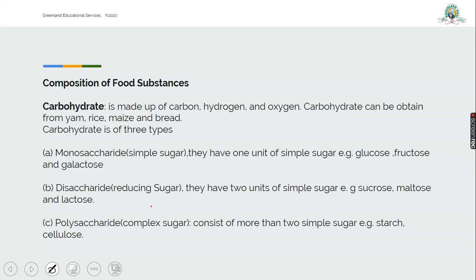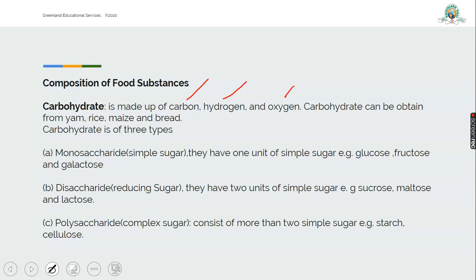Now, those classes of food we mentioned earlier, I want to look at the composition, that is, what they consist of, what they are made of. Carbohydrate is one of the essential classes of food, and it is made up of carbon, hydrogen, oxygen. It is obtained from yam, rice, and maize. Now remember, it is spelled carbohydrate and not carbonhydrate. There are three classes of carbohydrates.